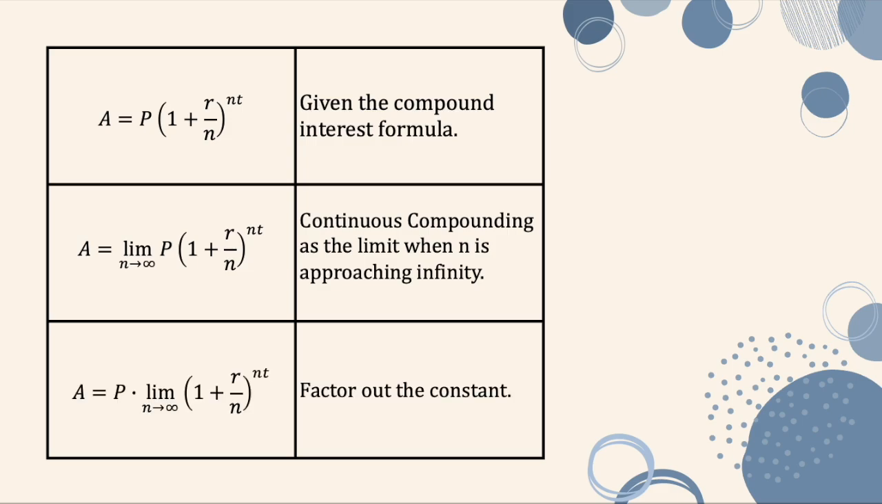Since P is a constant, we're able to factor it out of the limit. This leaves us with the limit as n approaches infinity of 1 plus r over n to the power of nt. Our goal is to simplify this expression to evaluate the limit as n becomes really large.